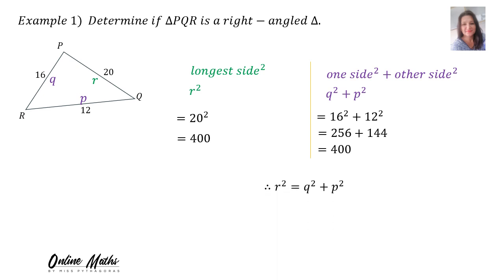So therefore, can you see that r squared, the longest side squared, is indeed equal to the sum of the other two sides squared. Therefore, it's the opposite of the theorem of Pythagoras. Therefore, triangle PQR is indeed a right-angled triangle.